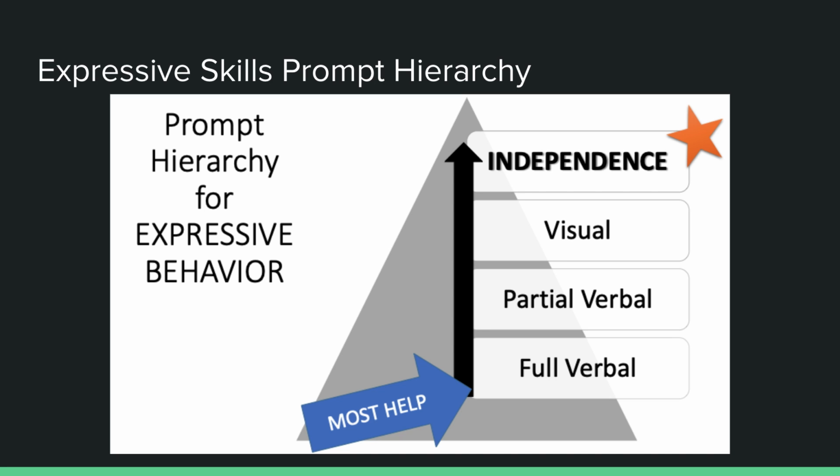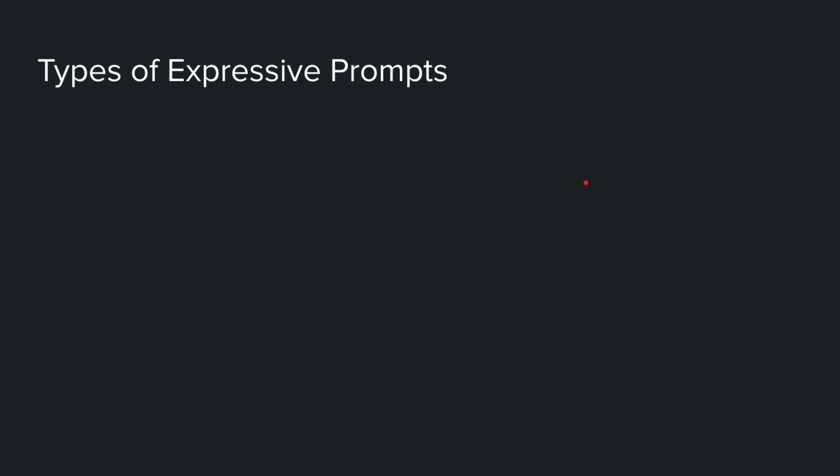So expressive skills prompt hierarchy. These are for our verbal behaviors. It looks very similar to our receptive skills prompt hierarchy, except we use a full verbal prompt, then a partial verbal prompt, then a visual prompt, and then we take out our prompting and hope that the child performs the skill independently. All right.